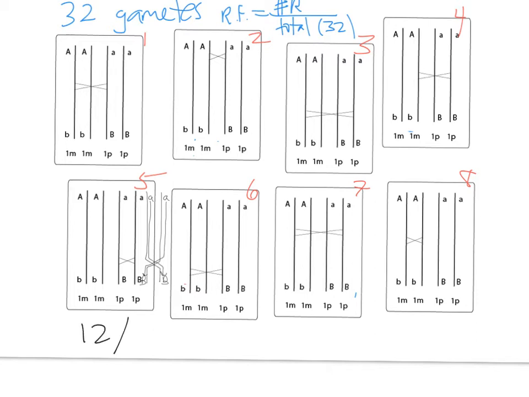So if we have 12 out of 32 recombination fraction, what is that when you do actual division? What's 12 divided by 32? 0.38. So recombination fraction of 0.38, which is 38 centimorgans.